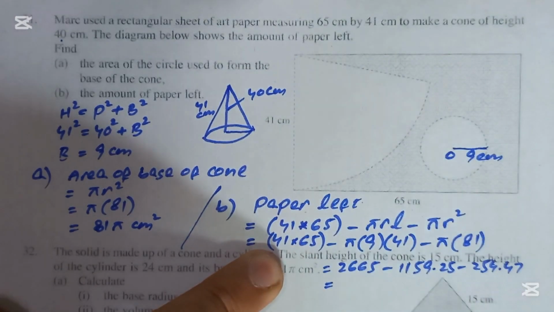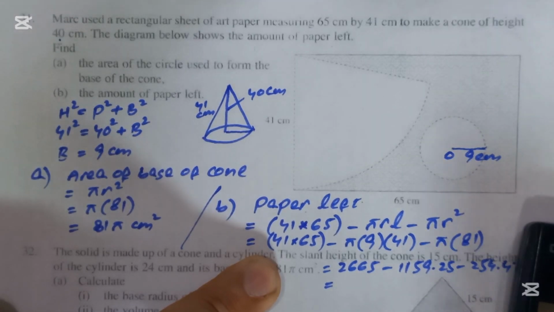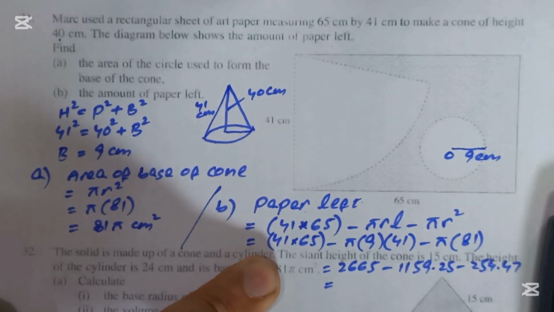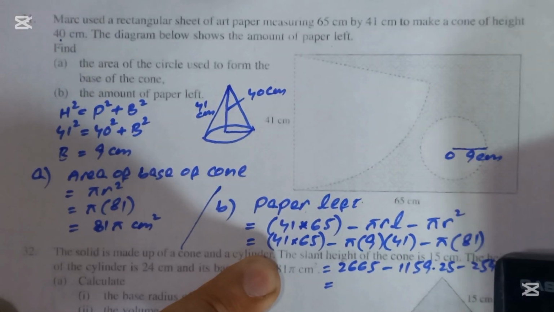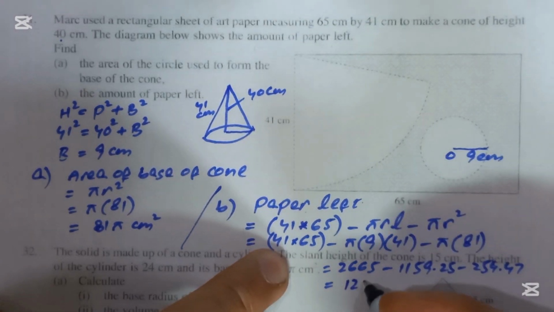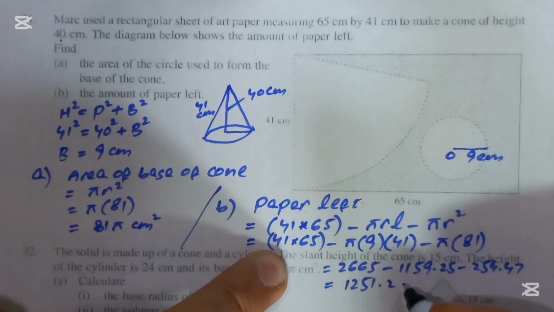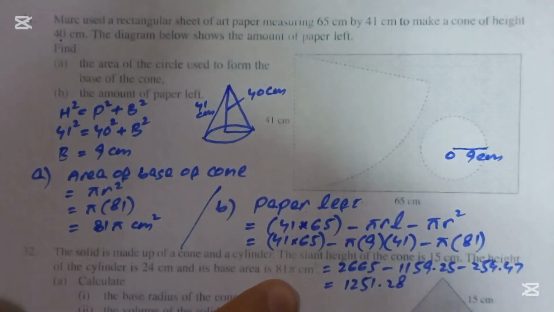Solve it on the calculator. 2665 minus 1159.25 minus 254.47. So the answer is 1251.28. So this is the paper left.